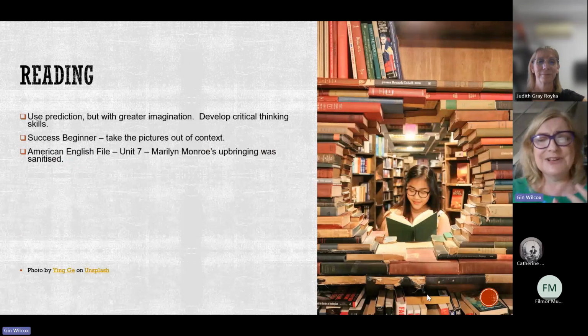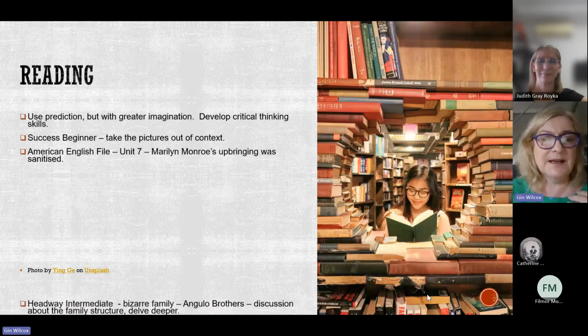Some things are really strange, like in American English File, they introduced Marilyn Monroe, and she'll be completely unfamiliar to most students in a Southeast Asian class, and she's probably really unfamiliar to most of Generation Z as well. Her upbringing is completely sanitized in the reading text. She had a really difficult upbringing. Her father was absent. Her mother had mental problems. I don't even know why they chose her as an example.